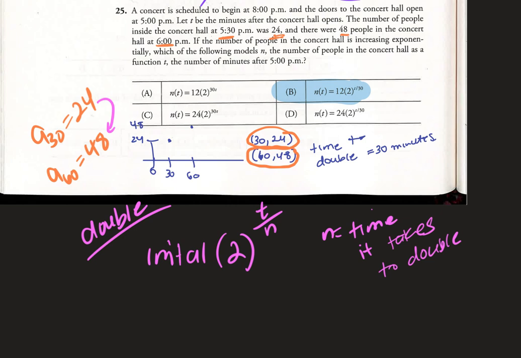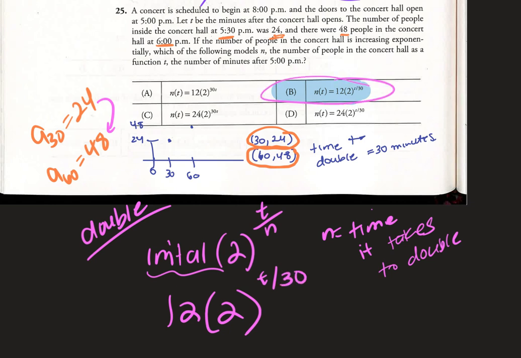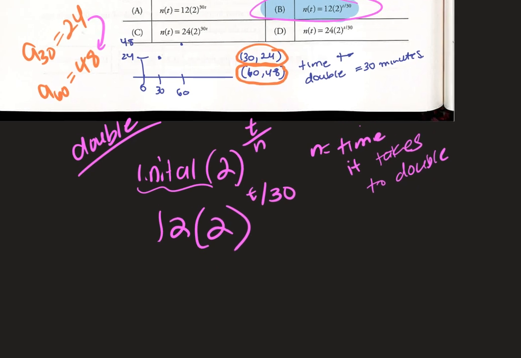So initial was, if I had to go backwards, because I started at 30 minutes, it was 24. That means 30 minutes before, because it took 30 minutes to double, it'd be half of 24. So my initial was 12, times 2 to the T over how many minutes does it take to double, and that's 30, which was B. That doesn't even look like an n, but that's what that is. Initial amount, and n is the time it takes to double.